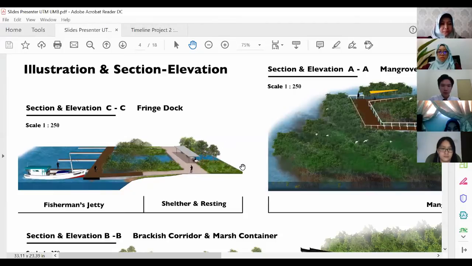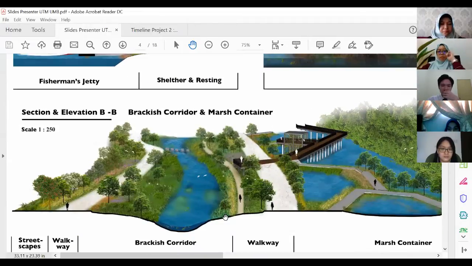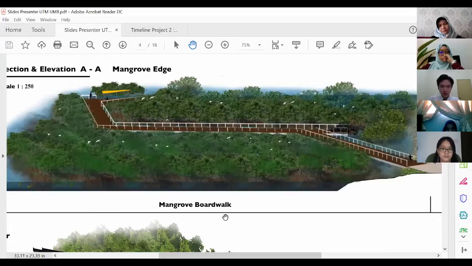This one, no, the top right one. Okay. This is the mangrove edge, which is the mangrove revival, and I propose a park along it.